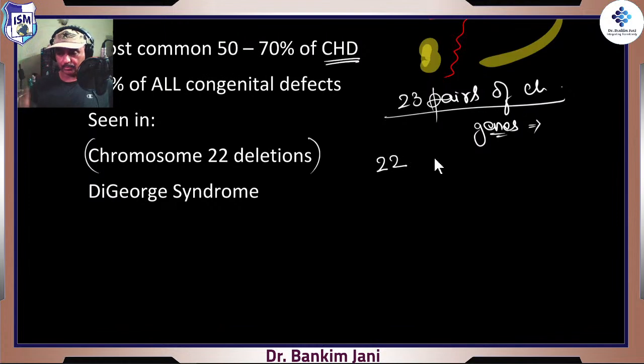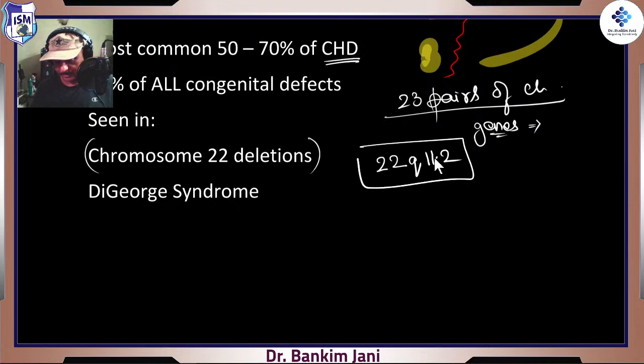Now, one chromosome has millions and millions of possible base pairs. So here, to be very precise, this is 22q11.2. Now you will ask what exactly it is. This is a sort of address. This is the specific address where a gene is present, and if it is deleted, it will lead to tetralogy of Fallot.